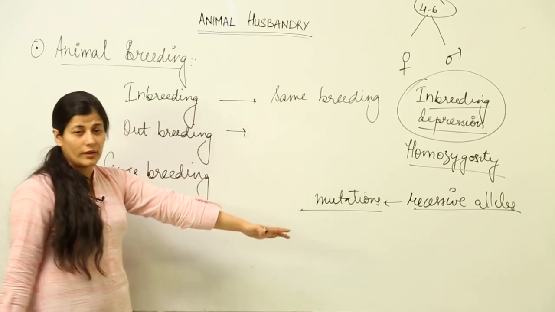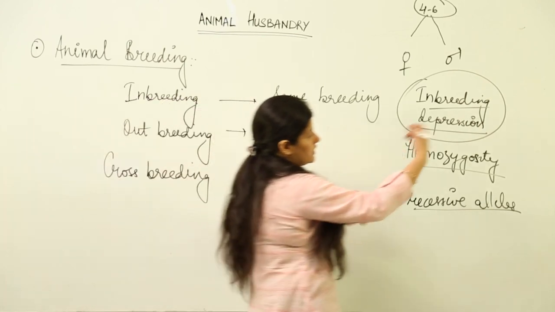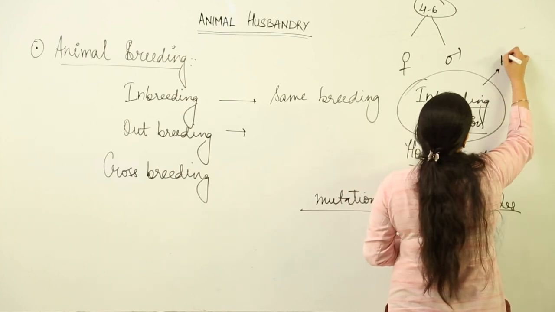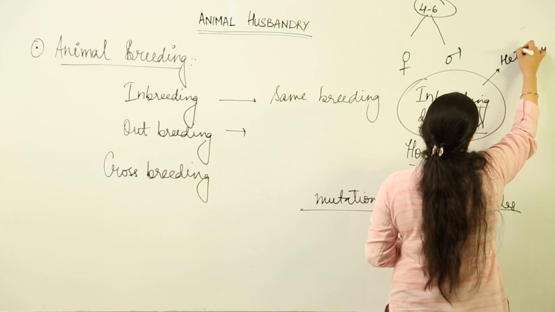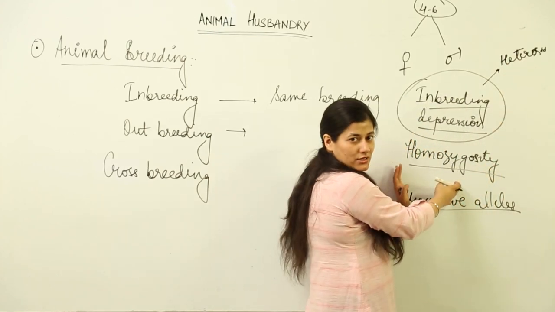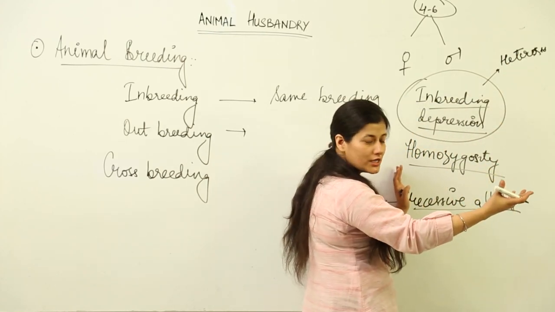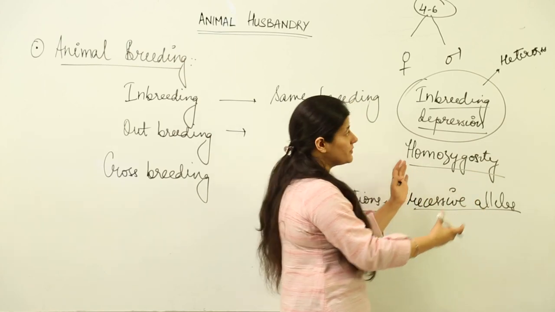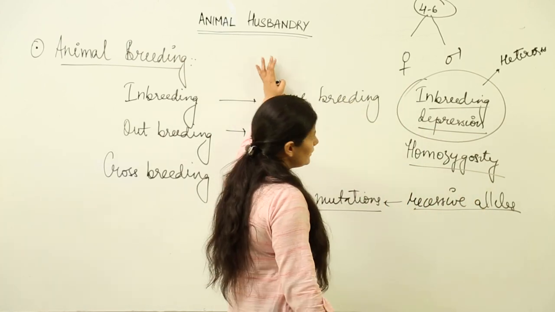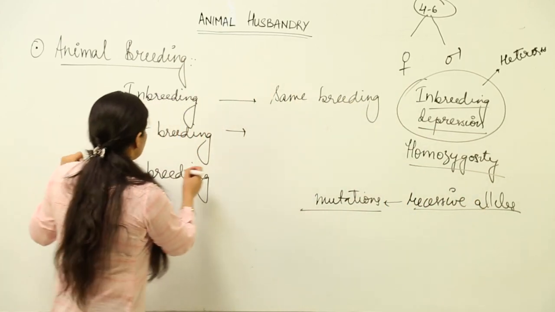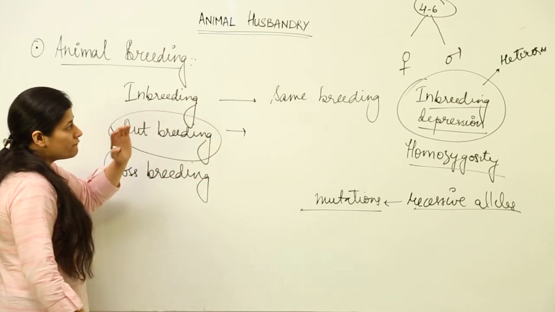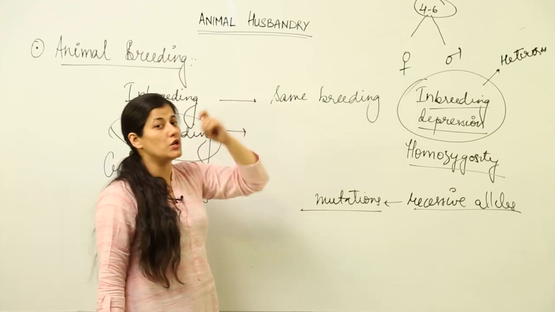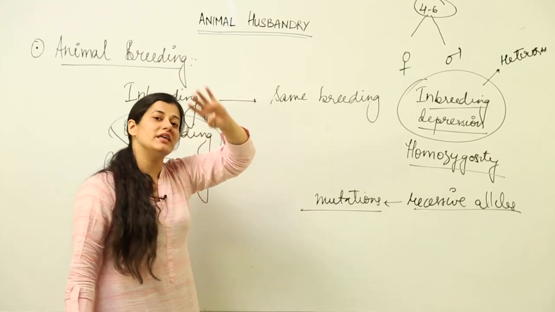Now, how to overcome this inbreeding depression? The method is heterosis. Now, what is heterosis? If homozygosity is coming into the scenario, bring heterozygosity. Now, how would heterozygosity be brought about? When inbreeding is replaced by outbreeding, 4 to 6 generations will not have common ancestors.